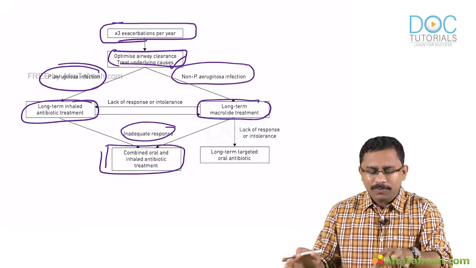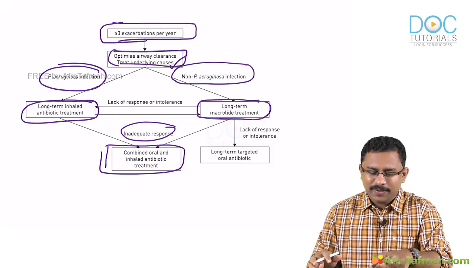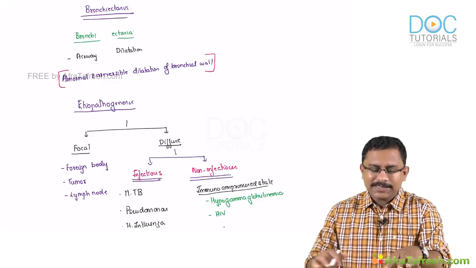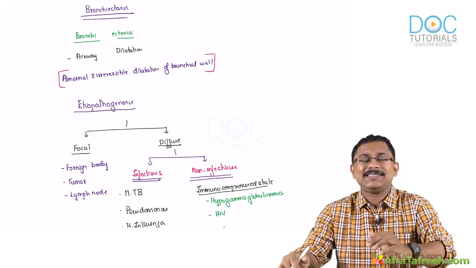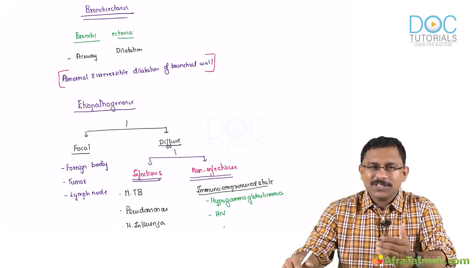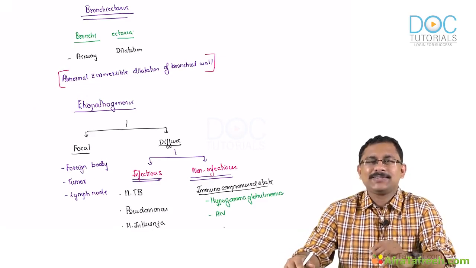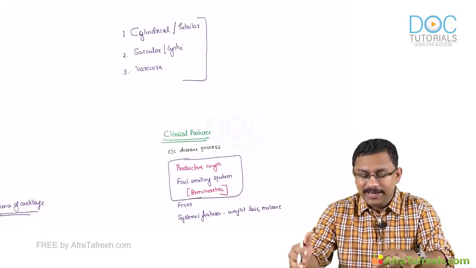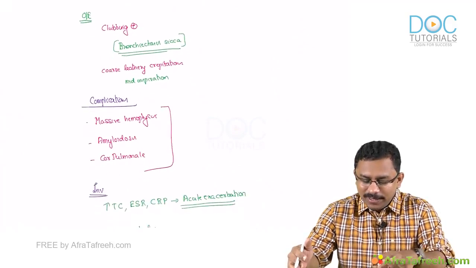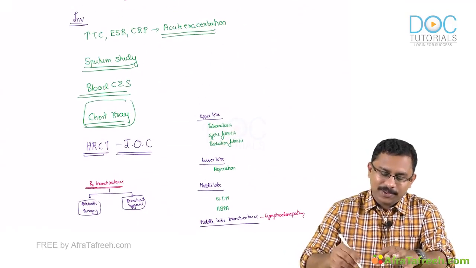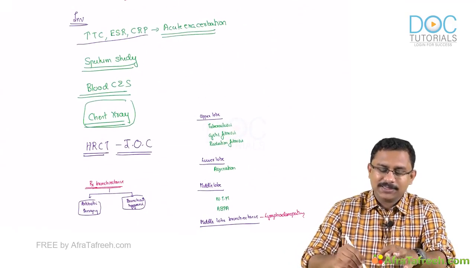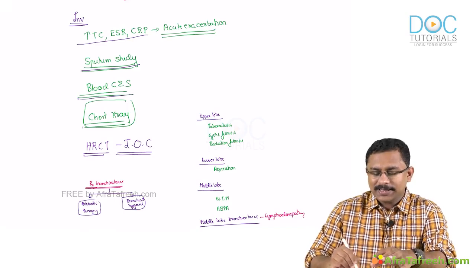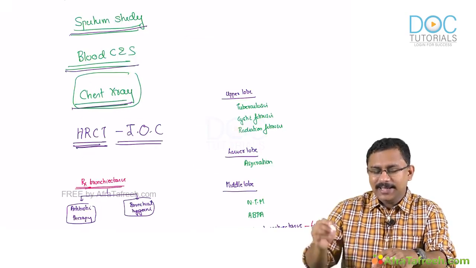So that is it about bronchiectasis. Just to summarize whatever we have learned so far, we discussed what is bronchiectasis, what are the possible etiologies of bronchiectasis, how they clinically present to us, what is the vicious cycle, and about investigating a patient with the blood studies, sputum, blood culture, chest X-ray, HRCT.